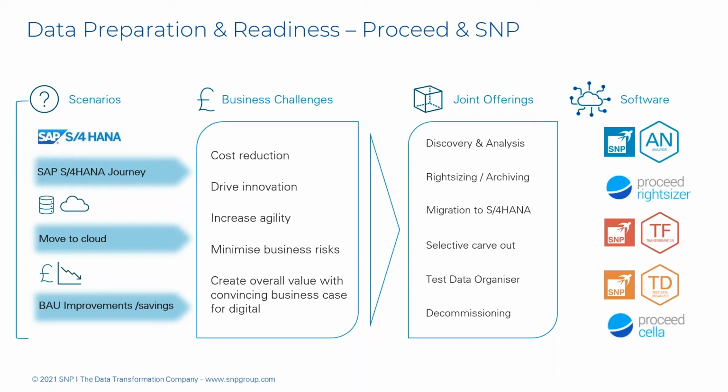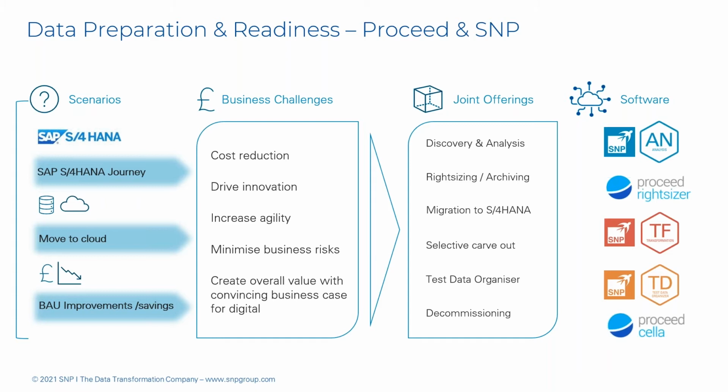Now, what we have been doing and working with Proceed on is looking at what joint offerings we can pull together with our services and software in order to meet those challenges. We look to use our software to analyze and assess, to begin with, to quantify the challenges and requirements from those business challenges. Let's understand the size of the cost. How much might we reduce? We can do this through analytical software. We have the right sizing tool. We have the ability to see the extent of savings potentially for decommissioning.